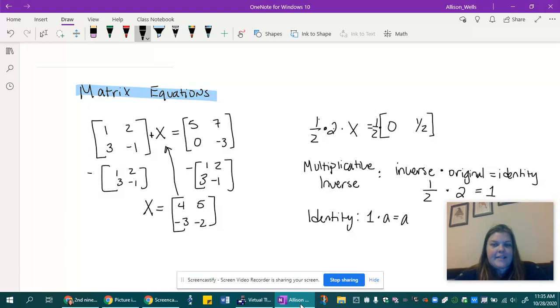So that tells us that this left-hand side is just going to be x because 1 times x is just x. And on the right-hand side, we can use our scalar multiplication that you practiced in the last video, and we'll get a result of 0, 1/4.